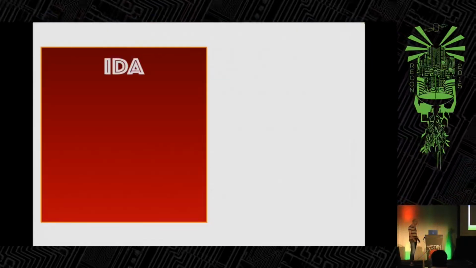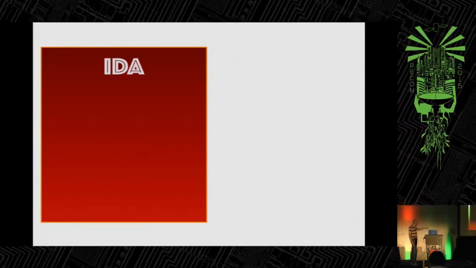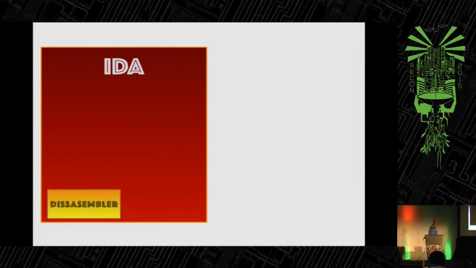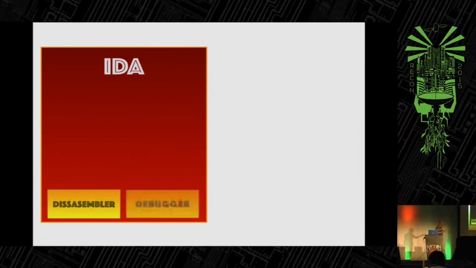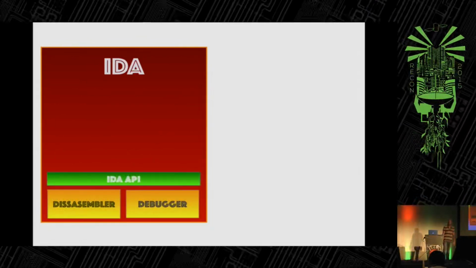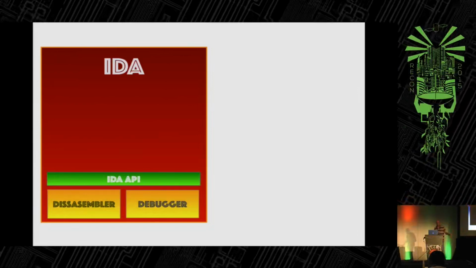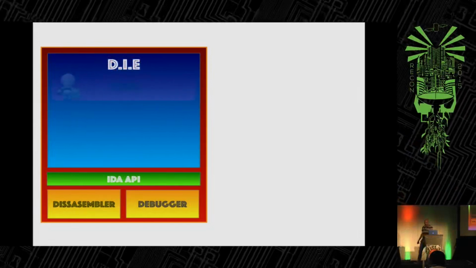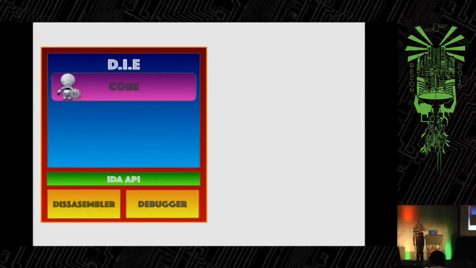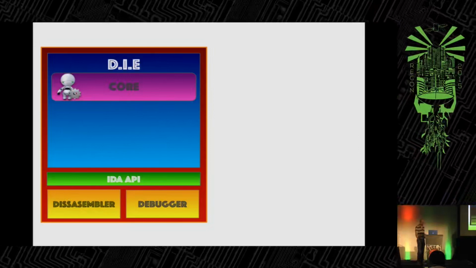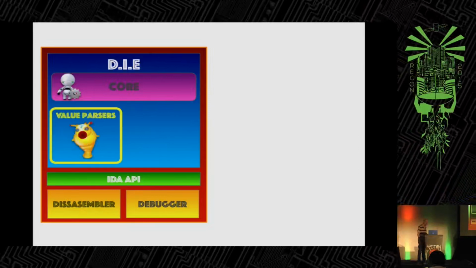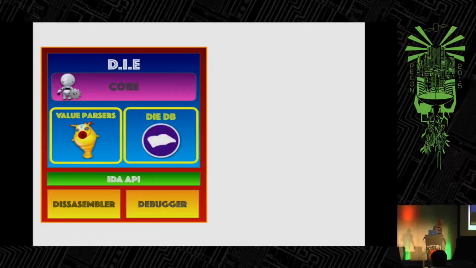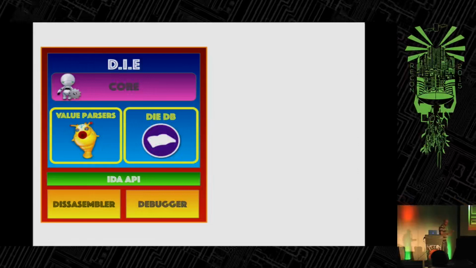That's cool. So I prepared this nice illustration to show you how DI exactly works. So this is our IDA. And inside IDA, we have our disassembler, and we have our debugger. And on top of both of these, we have the IDA API, which lets us access everything, of course, as you've seen before. So now we have DI, and DI is a plugin for IDA. It has the DI core, which holds all the logic. And it also has two very important parts. One would be the value parsers. This is the plugin framework I was talking about. And another will be the IDB, where all the parsed values will actually be stored.